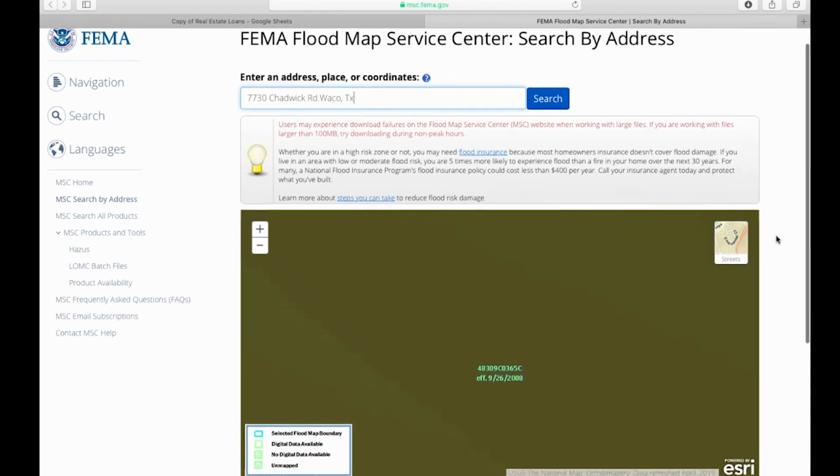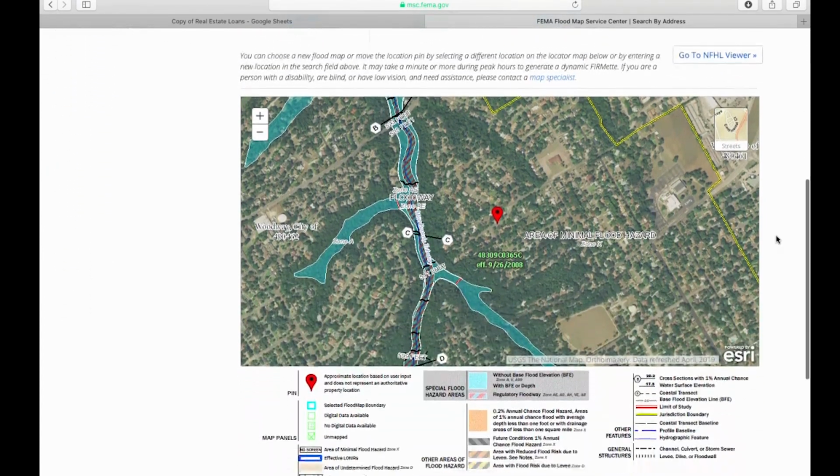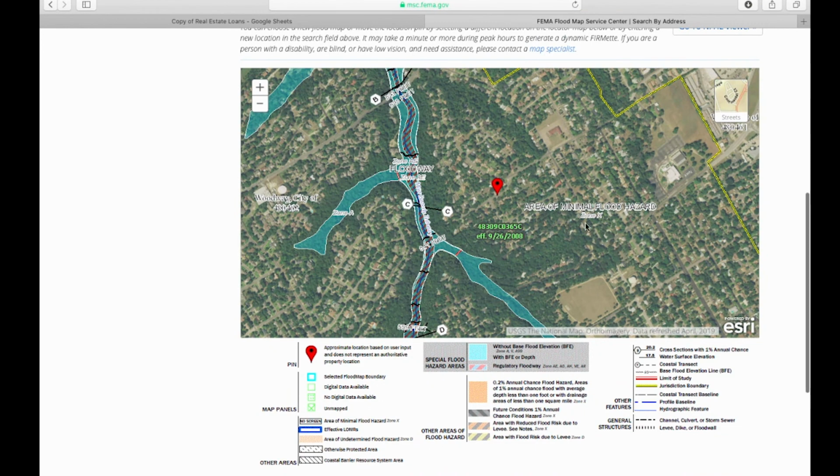So it's thinking about it. So it shows me a map here, and what we want it to be in is Zone X, area of minimal flood hazard. So good news, sees right here, this is Zone AE. This would be in the flood zone. It's a high likelihood of flooding. You would want to make sure you had flood insurance on the property if you did do that.